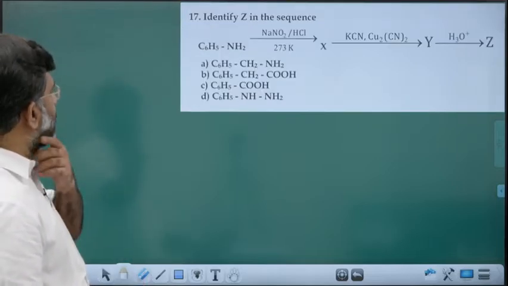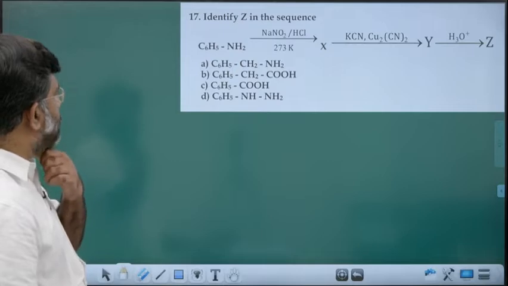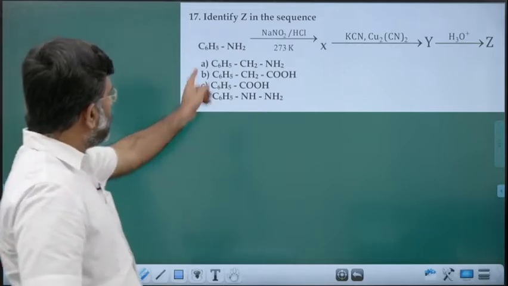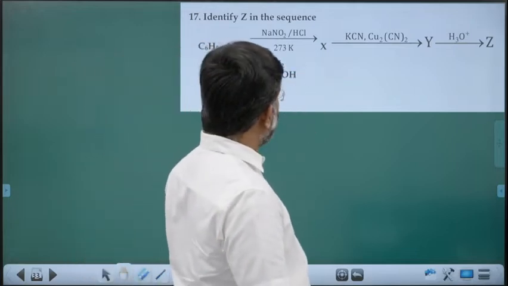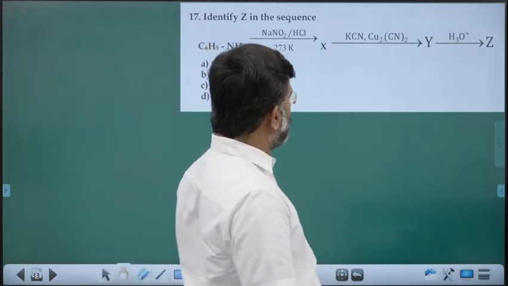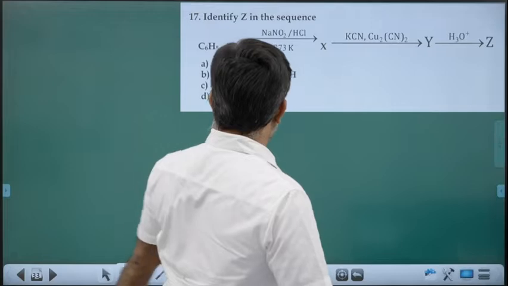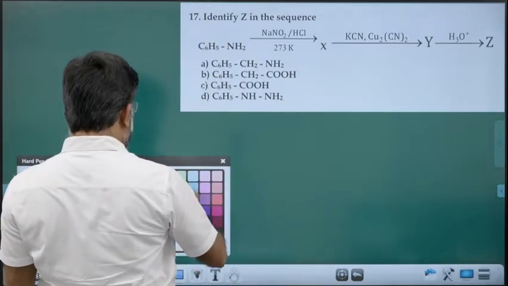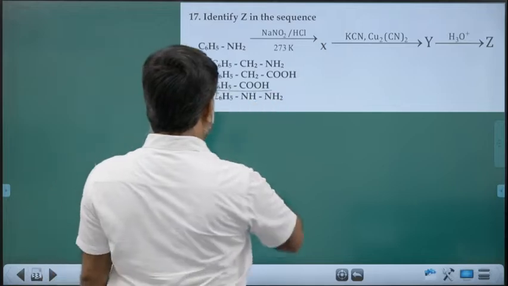Identify Z in the reaction. See, X is benzene diazonium chloride. And then Sandmeyer's reaction gives cyanobenzene. Upon hydrolysis, you get benzoic acid, option C. This is the answer, benzoic acid.